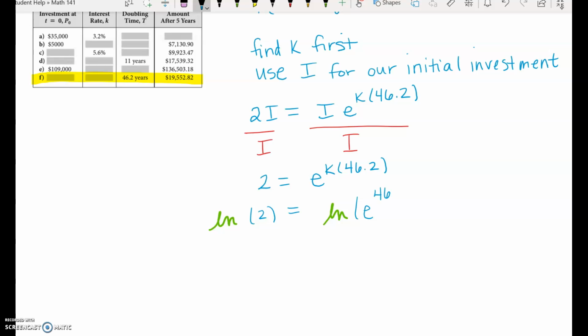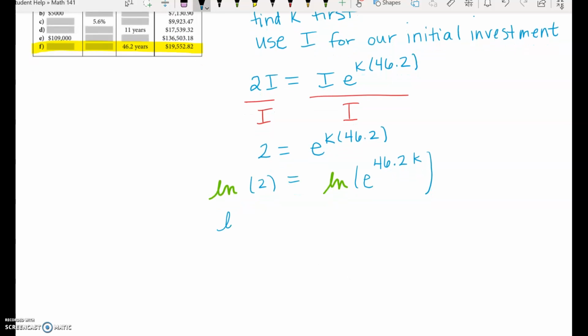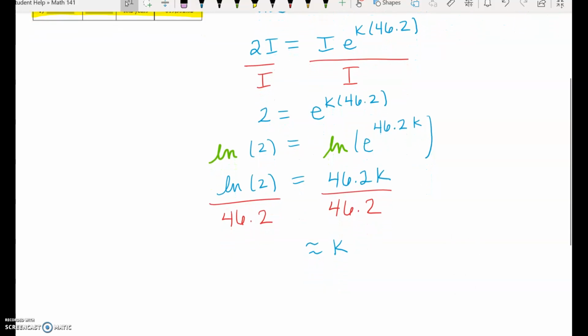I'll write this as 46.2 times k. And then the left is just natural log of 2. And the right is 46.2 times k. And then we can divide both sides by 46.2. And then plugging this into the calculator, I get that k is about 0.015 or 1.5%. Okay, that's good.